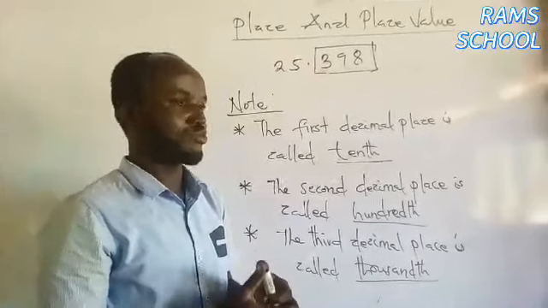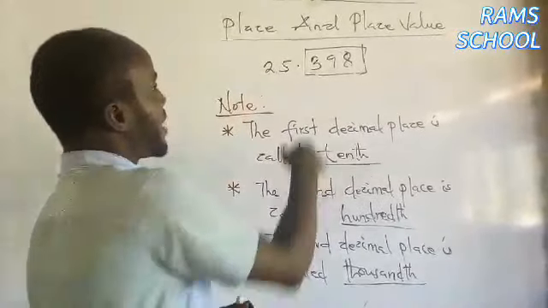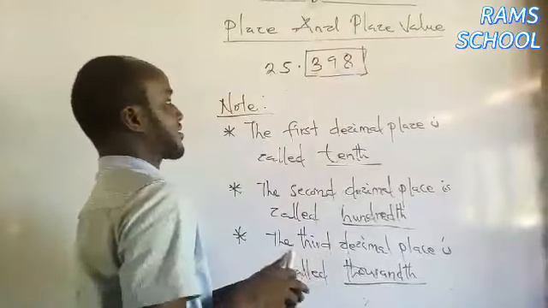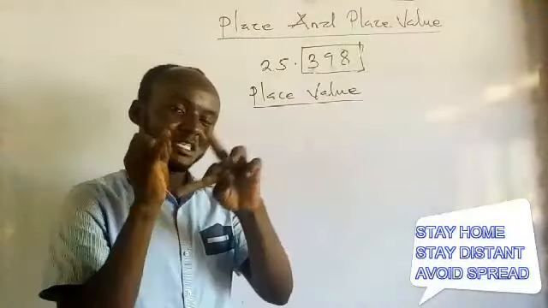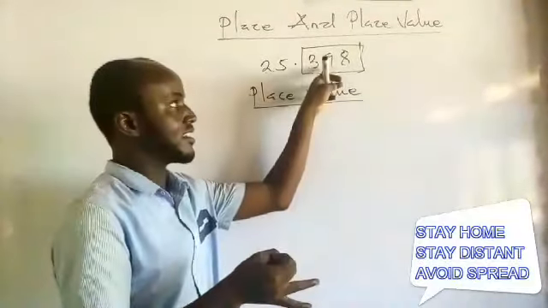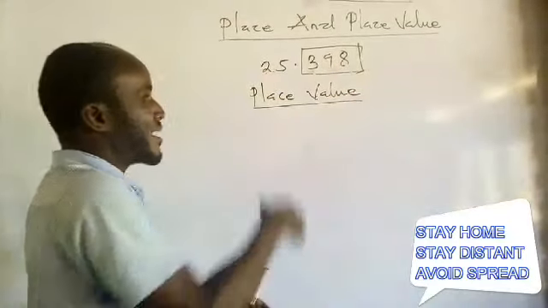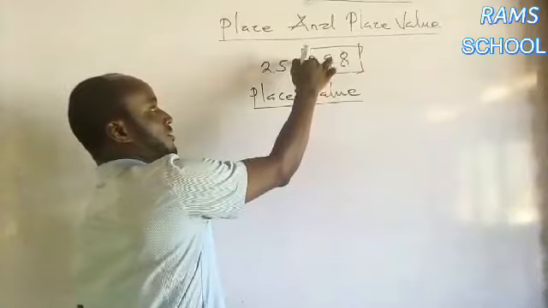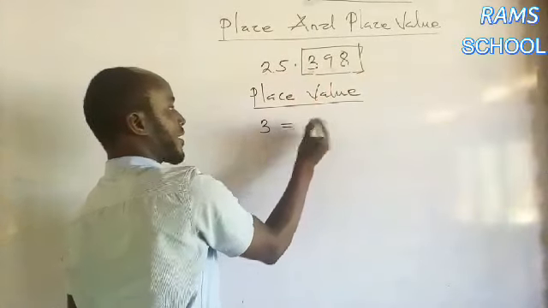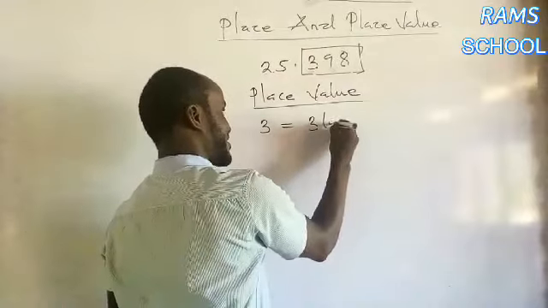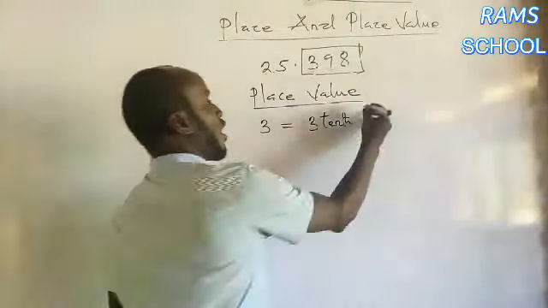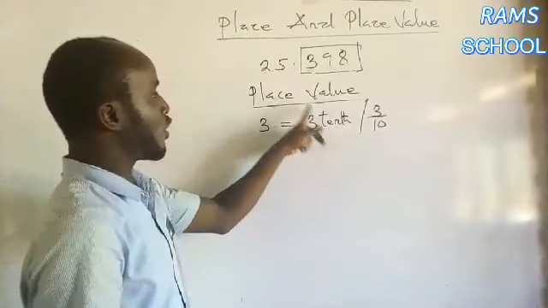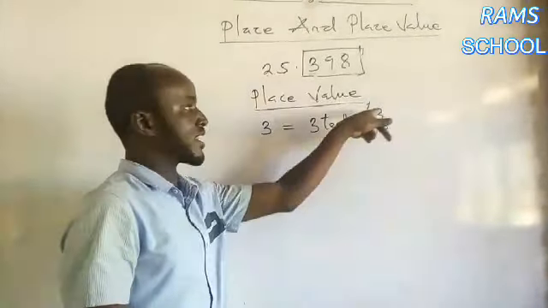Now let's look at the values of the 3, 9, and 8. Okay, so now you understand the place. We said the first decimal place is tenths, the second is hundredths, and the third is thousandths. Now let's look at the place value. If you are asked the place value of 3, it is 3 tenths. You can just say 3 tenths. Or you can say 3 out of 10. The tenth means out of 10. So the place value of 3 is 3 tenths or 3 out of 10.